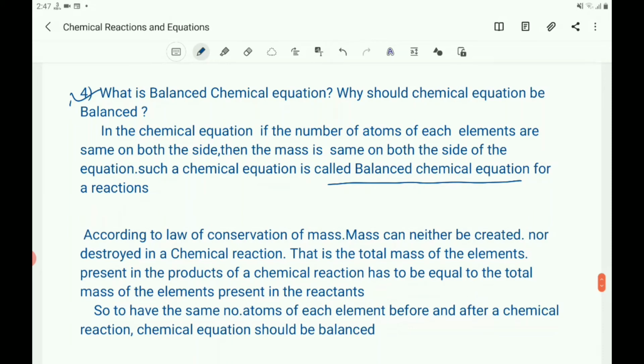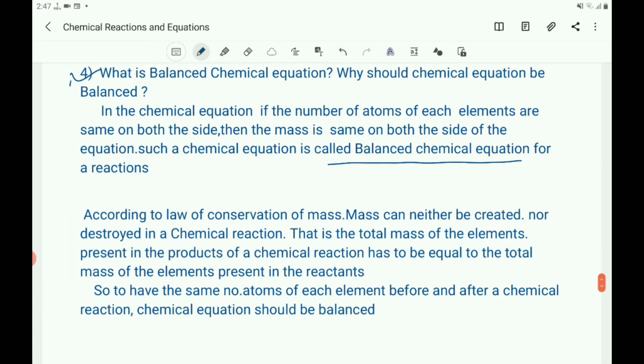Next, why should chemical equation be balanced? You know the answer here. According to law of conservation of mass, mass can neither be created nor destroyed in a chemical reaction. That is, the total mass of the elements present in the products of a chemical reaction has to be equal to the total mass of the elements present in the reactants. So, to have the same number of atoms of each element before and after a chemical reaction, chemical equation should be balanced.